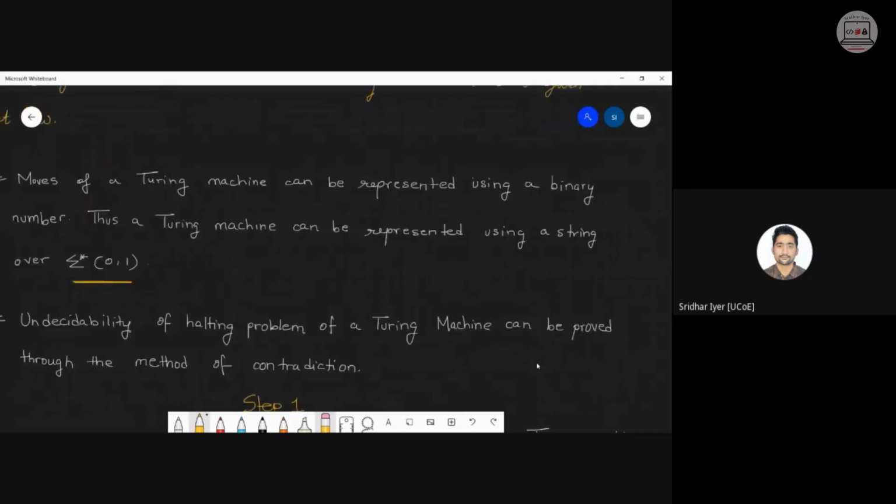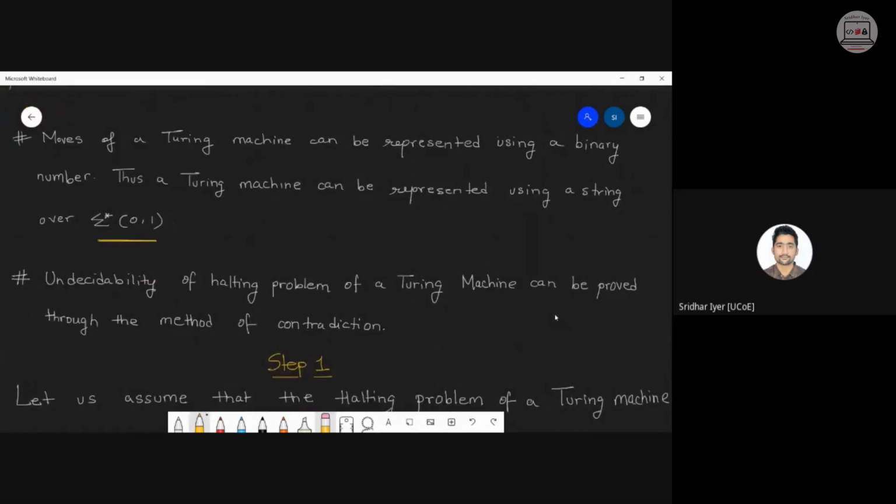Second assumption is, we are solving the halting problem of a Turing machine with the help of the method of contradiction. If you remember, we have already seen the method of contradiction in the pumping lemma. We had initially assumed that the language is regular. Then with all the calculations, we found that the language contradicts the above statements, and hence by the method of contradiction, we concluded that the language is not regular. Same concept is going to be used over here.